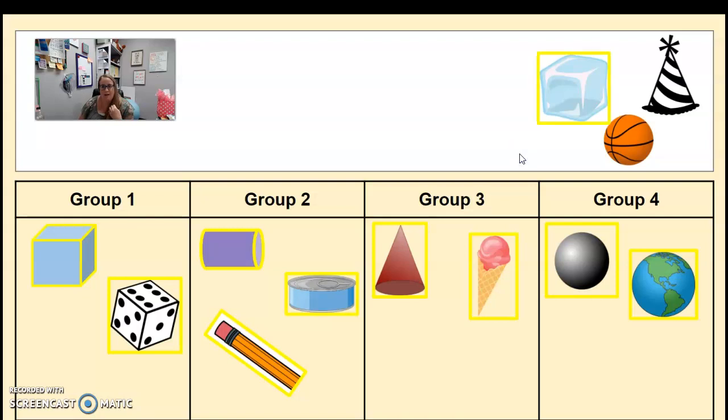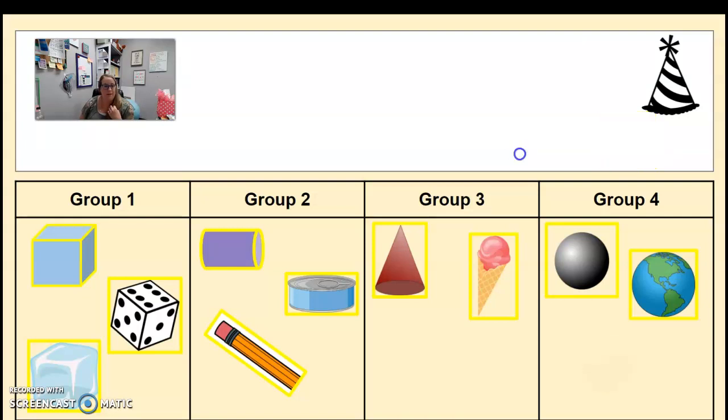All right. What about our ice cube? Where's it going to go? Group 1, 2, 3, or 4? Oh, group number 1. All right. What about our basketball? Is it going to go with 1, 2, 3, or 4? Let's see if you're right. I heard a lot of people telling me 4. You guys are so smart. I'm so proud of you.